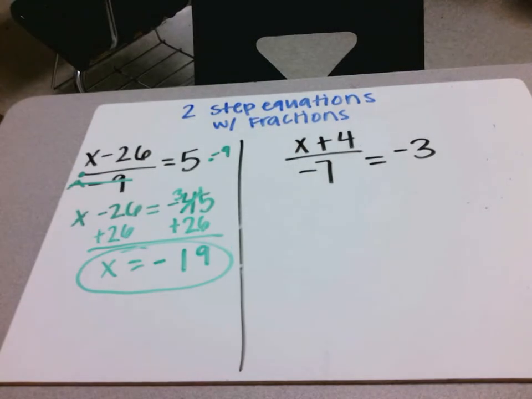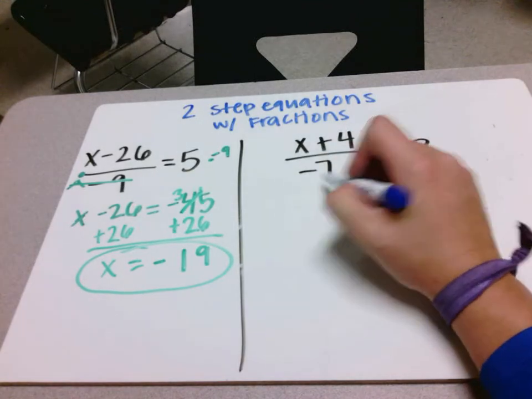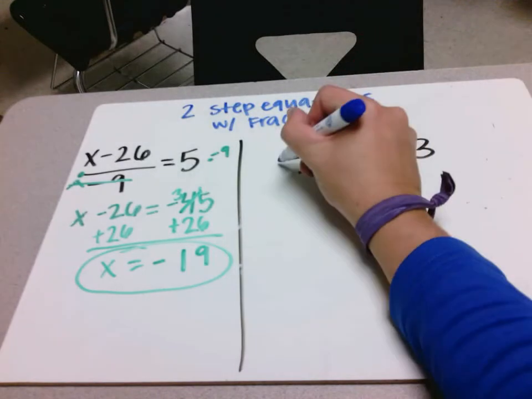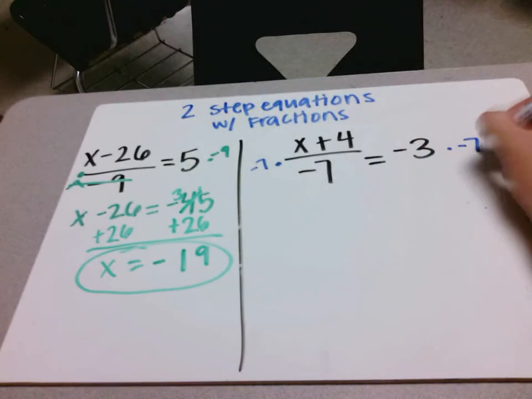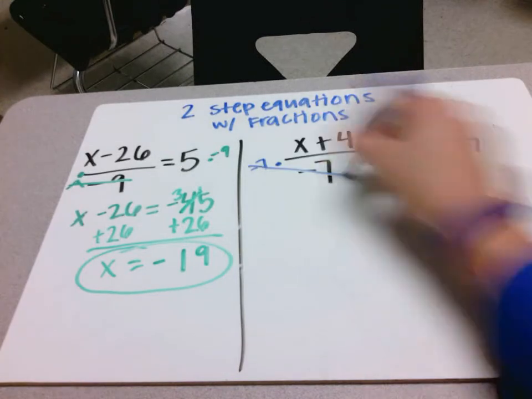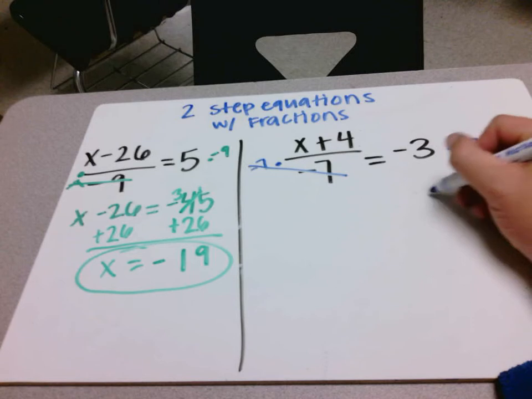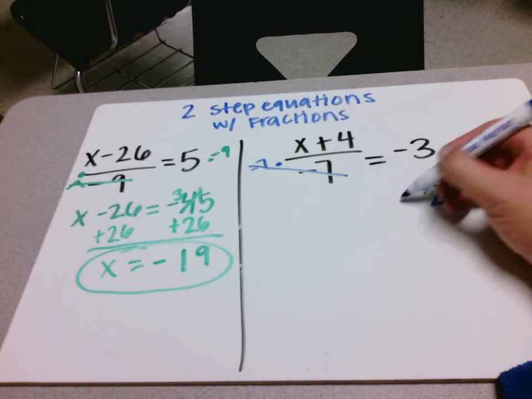Let's do another one to make sure you guys got the hang of it. We have x plus 4 in my numerator and negative 7 in my denominator. Again, to get rid of that negative 7, I'm going to do the inverse, which is multiply on both sides. If I multiply by negative 7, that cancels out. Negative 3 times a negative 7 is a positive 21 because a negative times a negative equals a positive.